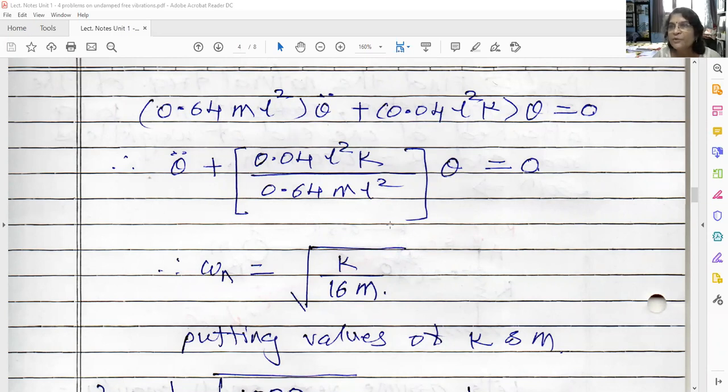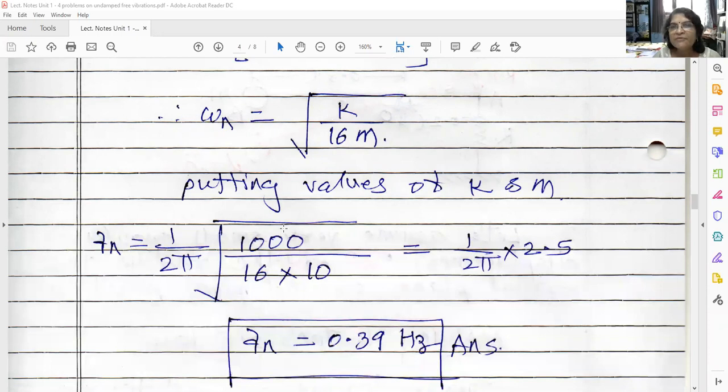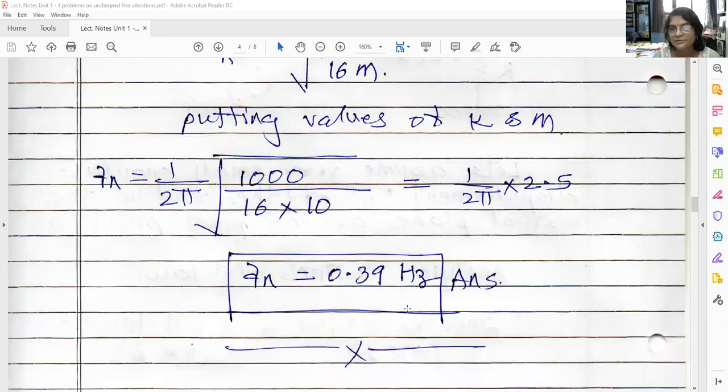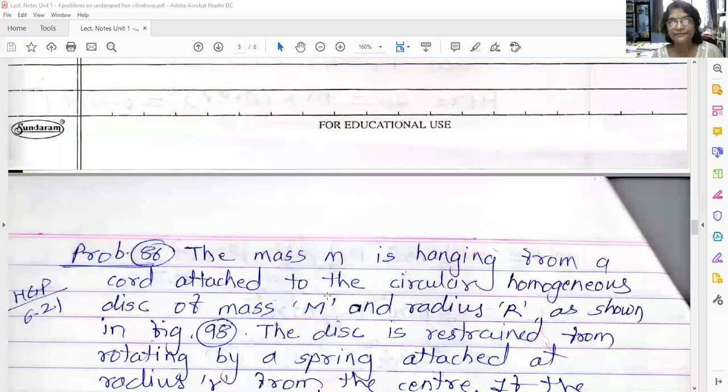So what is the equation of our SHM? Theta double dot plus omega n square theta is equal to 0. So omega n is equal to square root of K upon 16 m. Okay, so just put the value of K, which is given, 1000 Newton per meter. Put the value of m, that is 10 kg. You will get natural frequency 0.39 hertz. Okay, so this is the problem on angular motion.